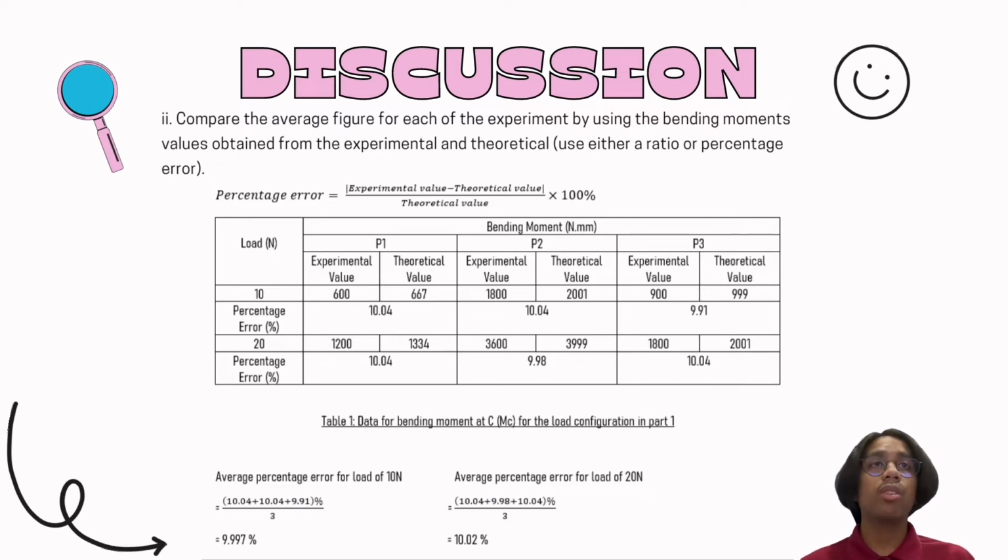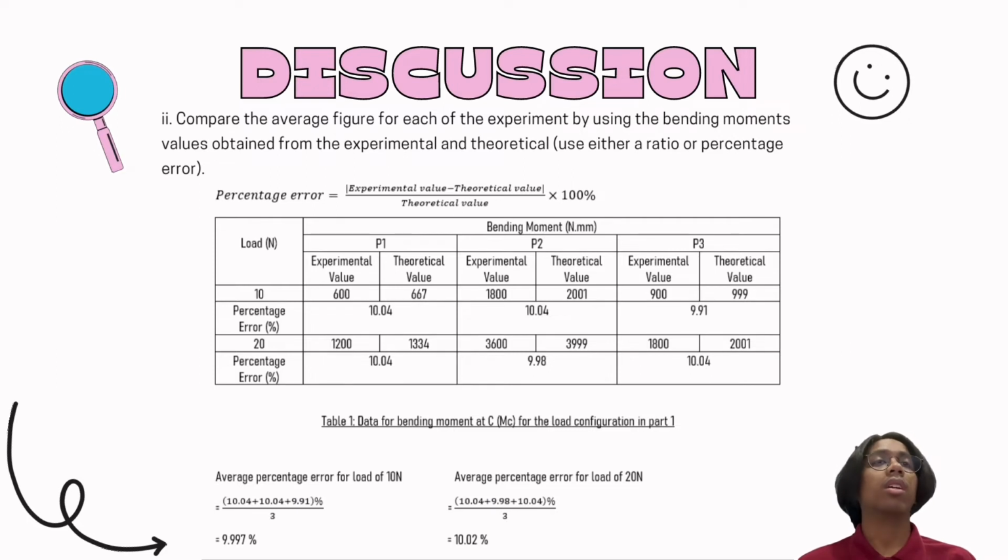For the 10 Newton load, the percentage error that we obtain at P1 is equal to 10.04. Besides, for P2, we also obtain a percentage error of 10.04, the same as we obtained at P1. And for P3, the percentage error we obtain is 9.91.